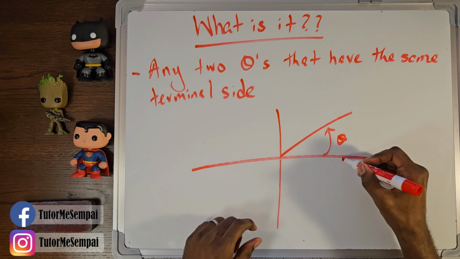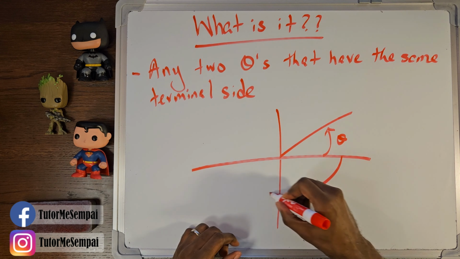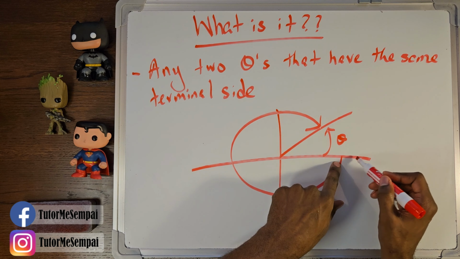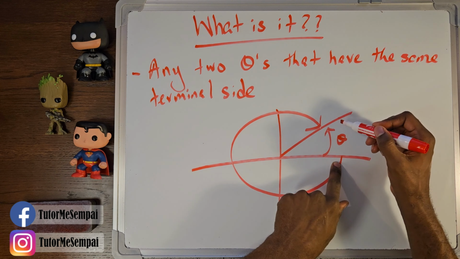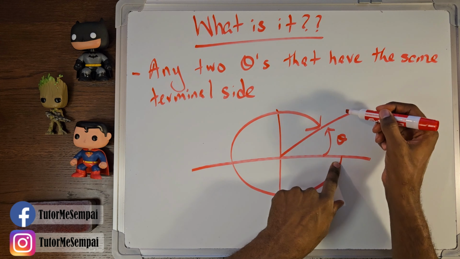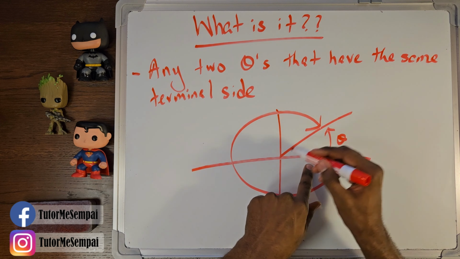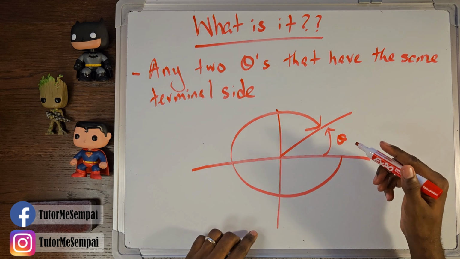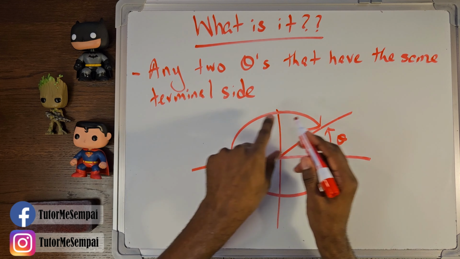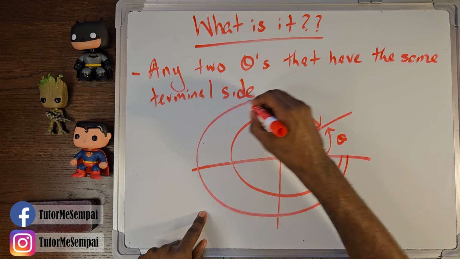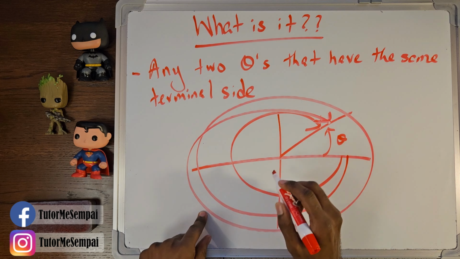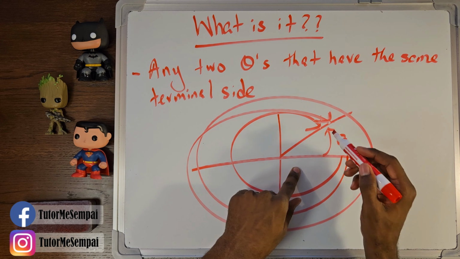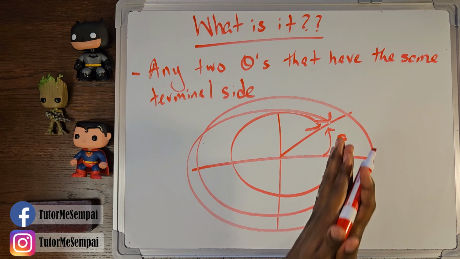This also means that you can start here and go clockwise. You don't always have to go counterclockwise. As long as you're always starting at the x-axis and ending at your terminal side, it doesn't matter which side of the terminal side you're ending on. As long as you end on that terminal side, you are considered a coterminal angle. That means you can start here and just end there, or you can do another full rotation and end there. It doesn't matter how many rotations you do, as long as you end at the same terminal side, you will be considered a coterminal angle.